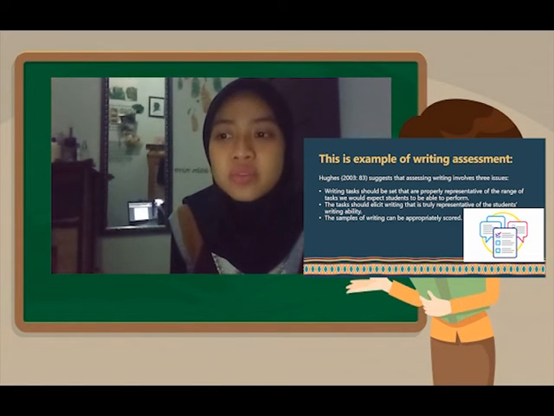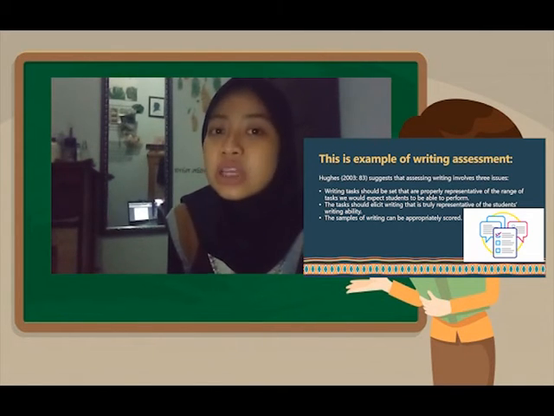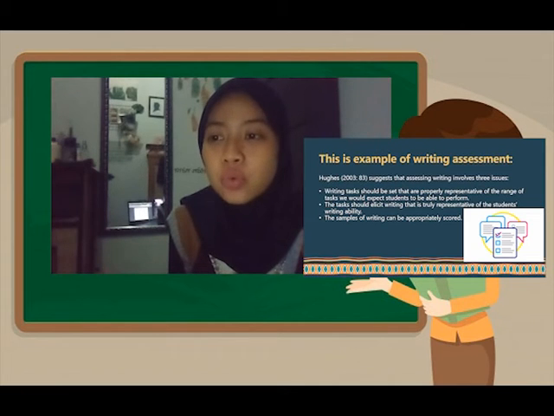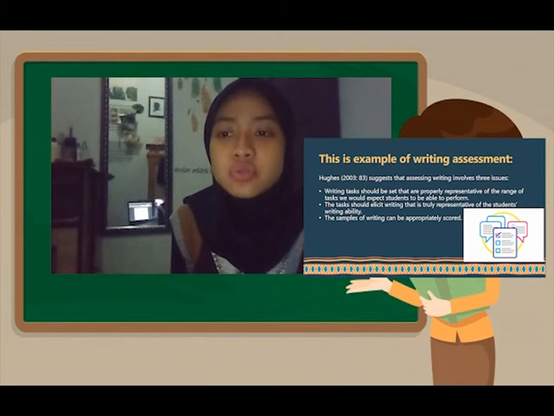Hughes 2003:83 suggests that assessing writing involves three issues. 1. Writing tasks should be set that are properly representative of the range of tasks we would expect students to be able to perform. 2. The task should elicit writing that is truly representative of students' writing ability. 3. The samples of writing can be appropriately scored.